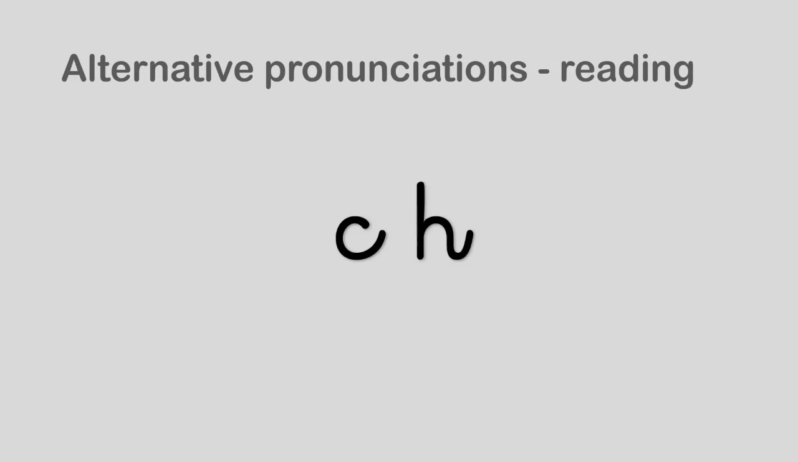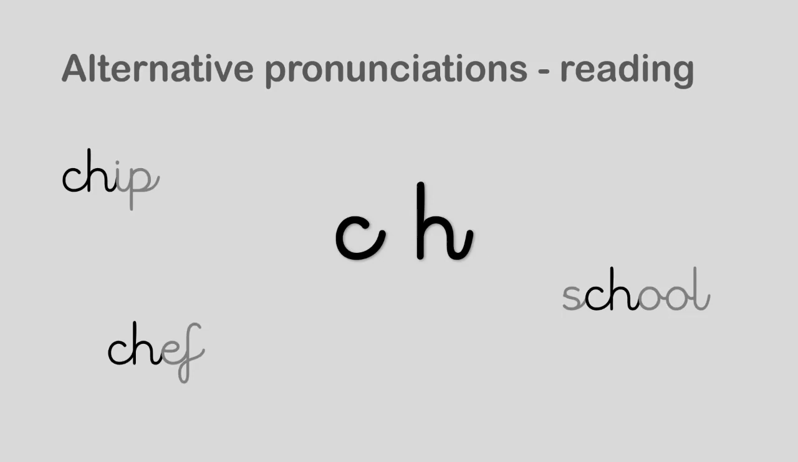I wonder whether you can think how many different ways there are of pronouncing that digraph. Okay, hopefully you got ch like in chip. You might have also got k like in school. It is a k in that word. And sh like in chef. It makes the sh in that word.